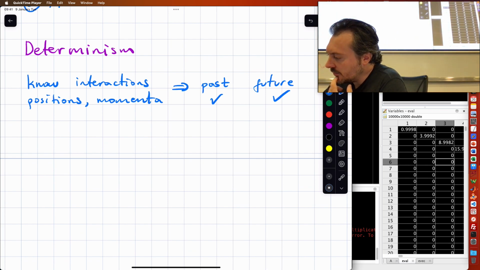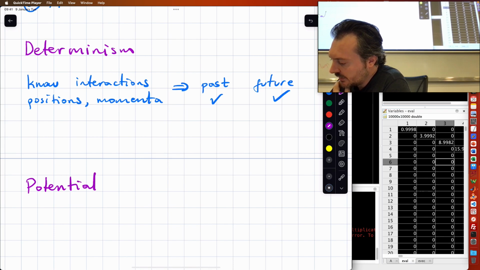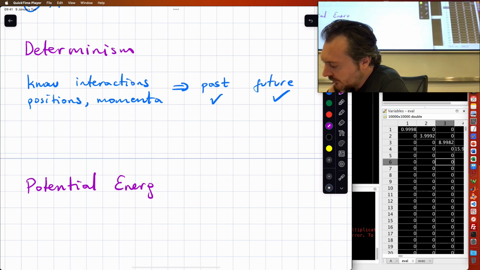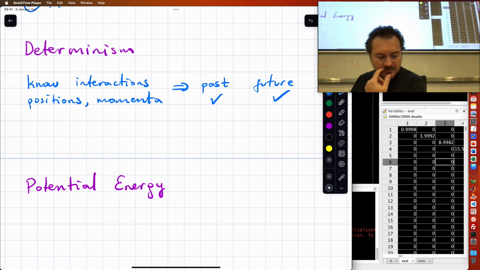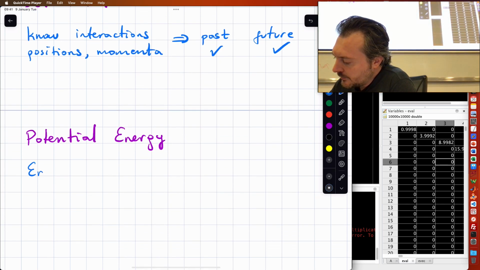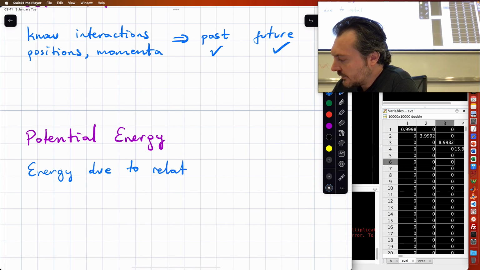Let me remind you about potential energy. We will use potential energy. That's why I'm mentioning it. So it's energy due to relative positions. Energy due to relative positions.